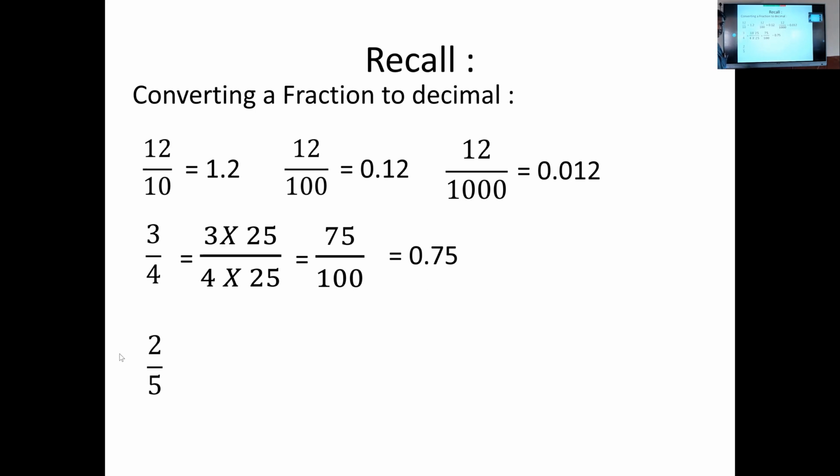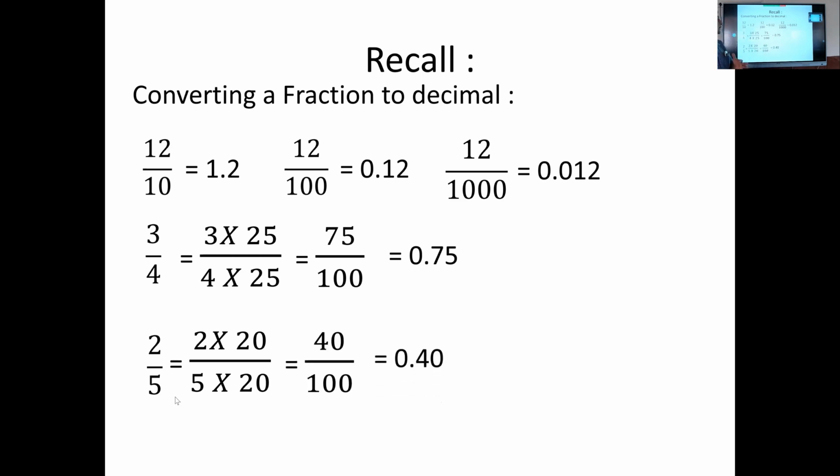Next, 2 by 5. Now how to write 2 by 5 in the decimal form? Well, again, we will make the denominator equal to either 10, 100, or 1000. We know 5 twos are 10, so we multiply the denominator with 2. Or we'll multiply it with 20, so that it will become 100. So 20 multiplied by 5 will become 100, and 20 multiplied by 2 in the numerator will become 40. So it will be 40 out of 100, and this will be written as 0.40.